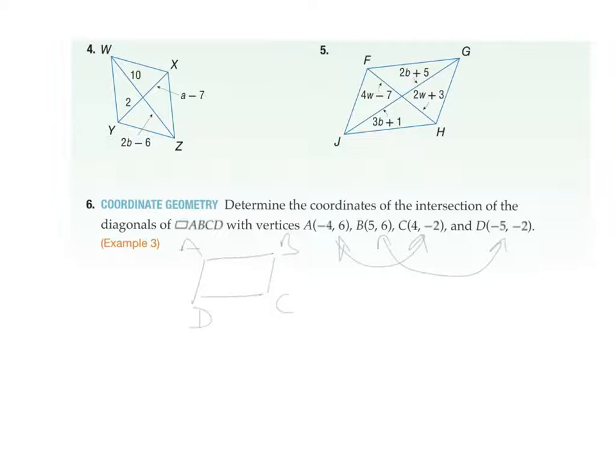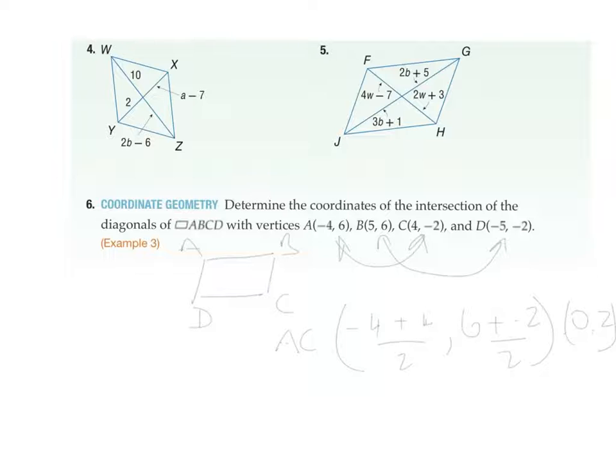Well, let's have a look at AC, and you know that the formula is to add the two x's together, divide by 2, the y's divided by 2. So we've got negative 4 plus 4 over 2. There's your x coordinate, and your y coordinate would be 6 plus negative 2 divided by 2, which would give you 0 and 2.